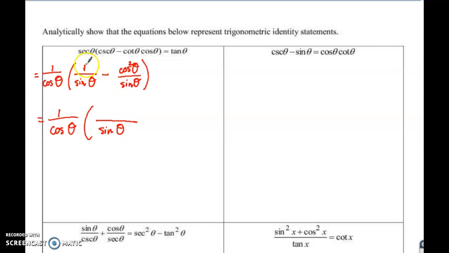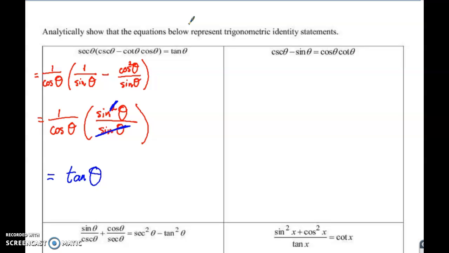I'm looking at the numerator as 1 minus cosine squared, which I hope we've done enough examples so far that you have memorized that 1 minus cosine squared is equal to sine squared. And the whole point of doing that is then you could recognize that one of those sines will cancel, and you're left with sine over cosine, which is equal to tangent. So I just did 3 steps to get from the left side to the right side.